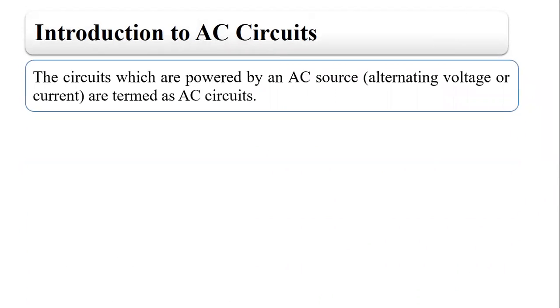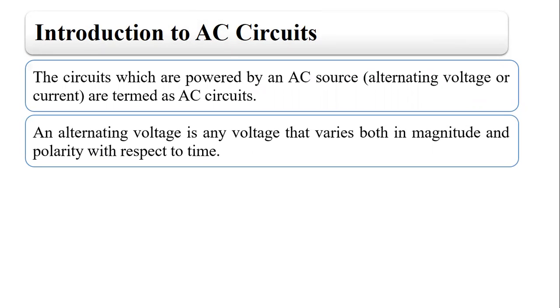To start with the introduction, AC circuits are basically those electrical circuits which are powered by AC sources like alternating voltage or current. Such circuits we call AC circuits.